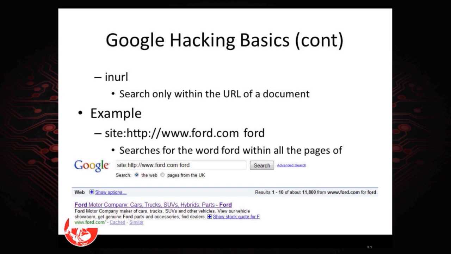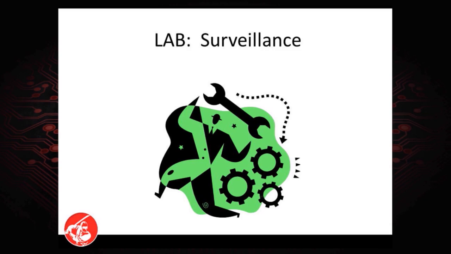For an example here, we're showing an example of Ford.com. And all we're searching for is the word Ford within all the pages of Ford.com. And when you see the actual query results here, we have 11,800 pages that have Ford in the query at Ford.com. So now this gives us information that we can use to extract data. Remember, this is the surveillance stage. In the surveillance stage, we're trying to extract data and get information. Brings us to our next lab, surveillance.